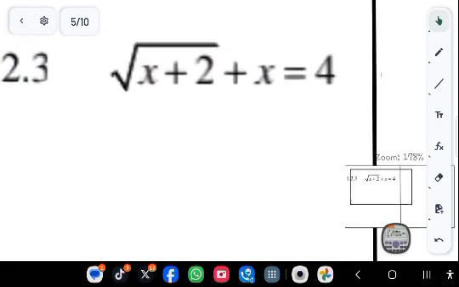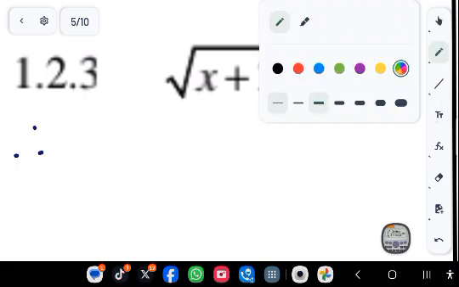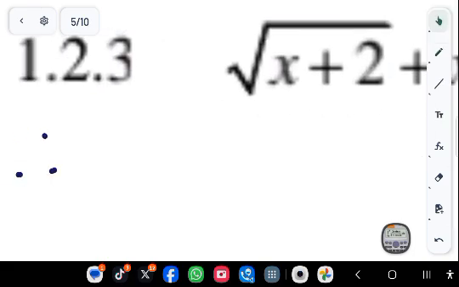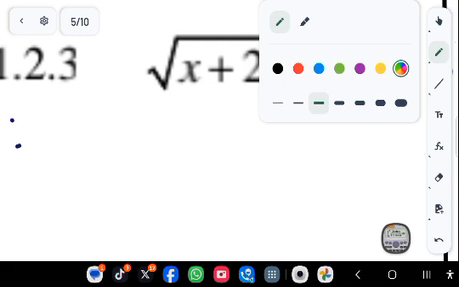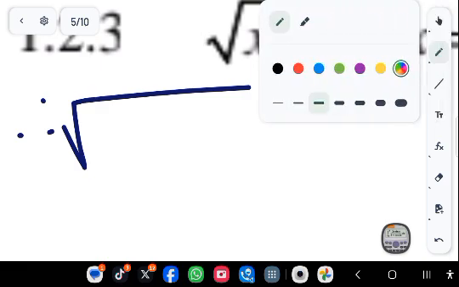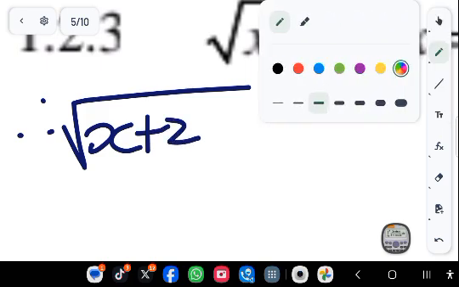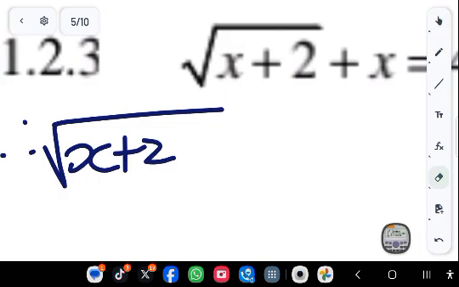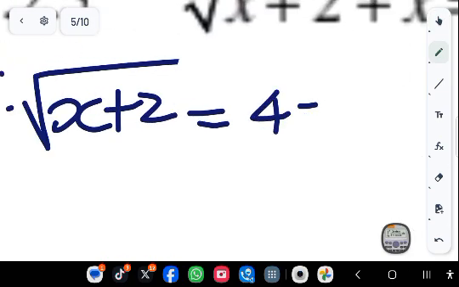Next question, 1.2.3. Solve for x when this is the case. Now, whenever you have this scenario of a square root equation, make sure that you take everything that is not inside the square root sign to the right hand side or the left hand side, depending on what you are dealing with. So let's take that x to the right hand side, so it becomes 4 minus x.